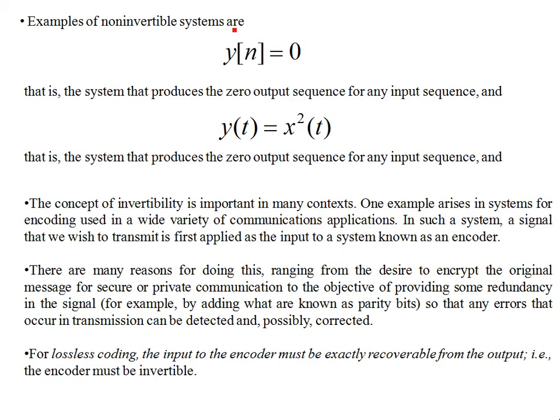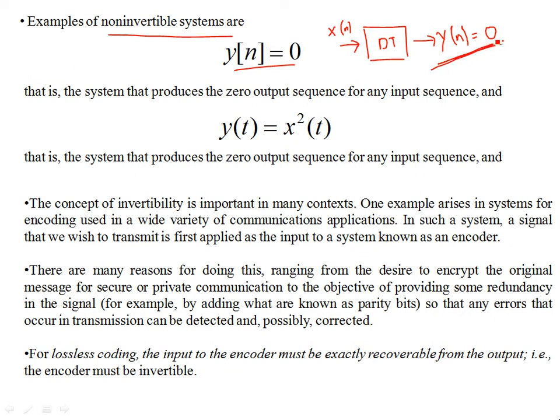Then there are some examples of non-invertible systems. For example, if you apply to a certain discrete time system an input x(n), and the difference equation is explaining that irrespective of whatever the input is, the output y(n) is always 0. So there is no way you can recover what the input was. Whatever the arbitrary input sequence is, the output is 0, and there is no way you can recover back your original sequence.